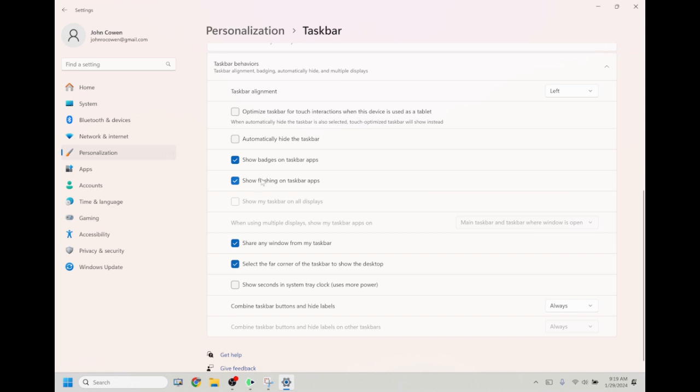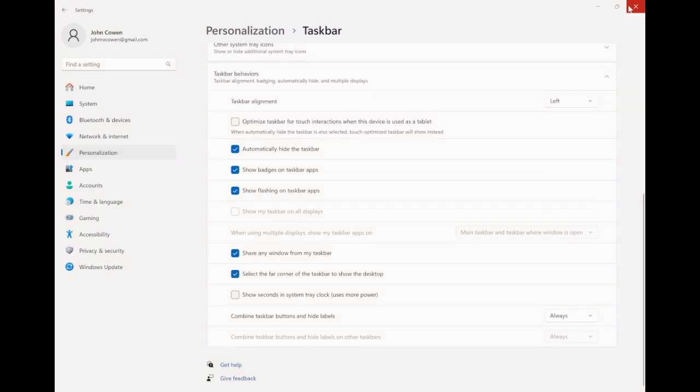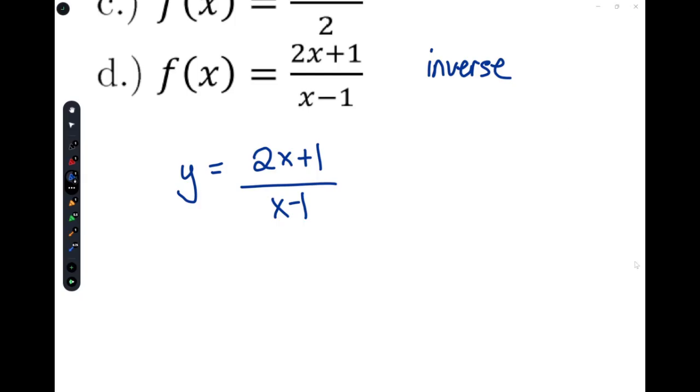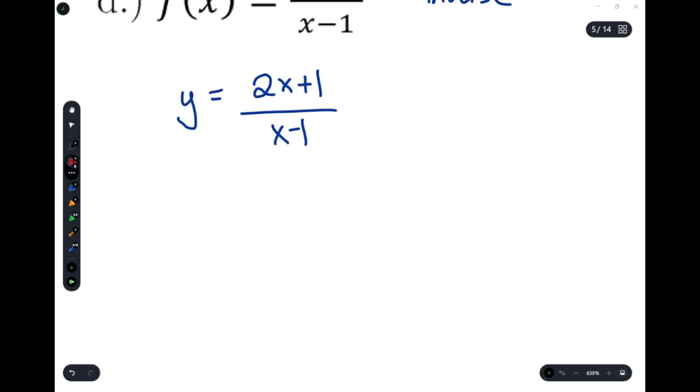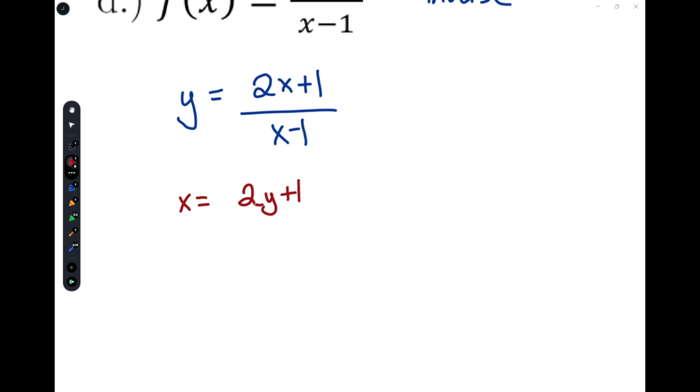Sorry, I'm just going to hide this. There we go. So we're switching them now, right? So we got x equals 2y plus 1. And that's where the problem is, because we have 2 y's, but we want 1 y. So it's not always obvious how to get those y's out of there.